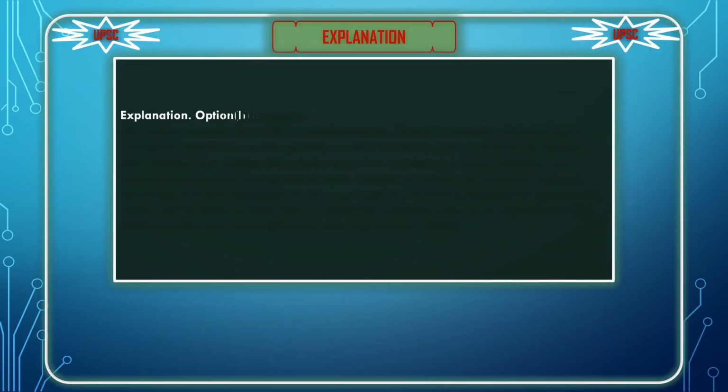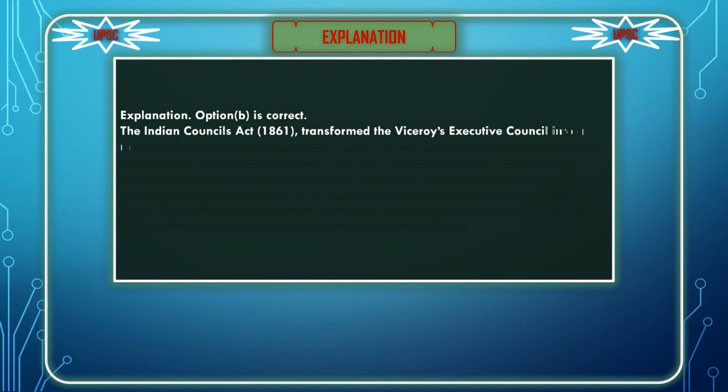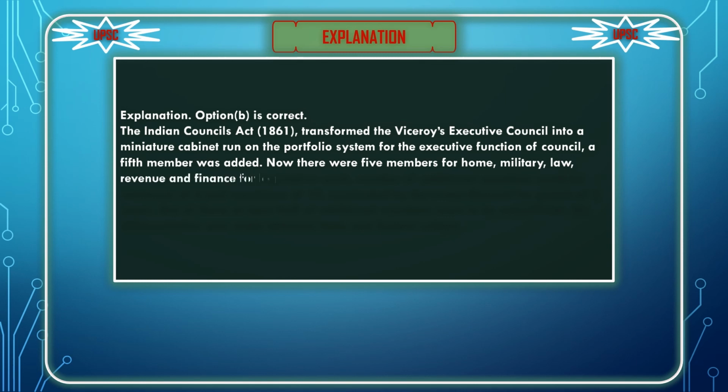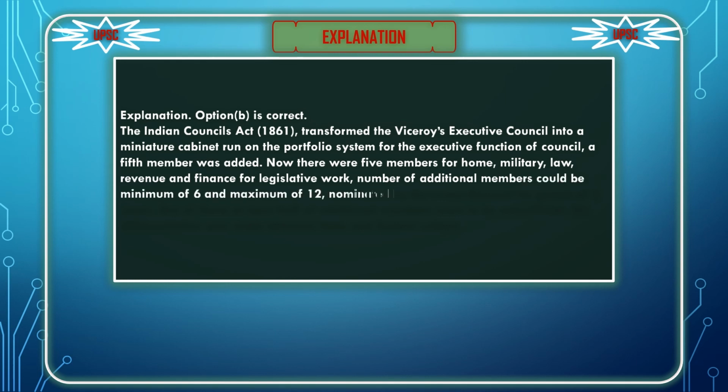Explanation. Option B is correct. The Indian Councils Act, 1861, transformed the Viceroy's Executive Council into a miniature cabinet run on the portfolio system for the executive function of council. A 5th member was added. Now there were 5 members for home, military, law, revenue, and finance. For legislative work, number of additional members could be minimum of 6 and maximum of 12, nominated by Governor-General for period of 2 years.